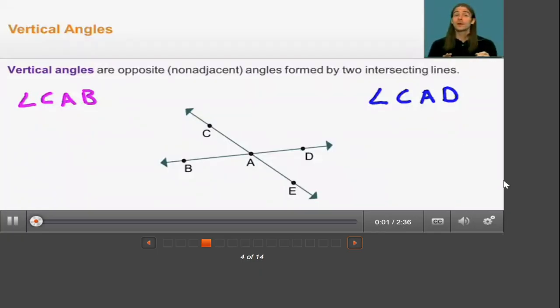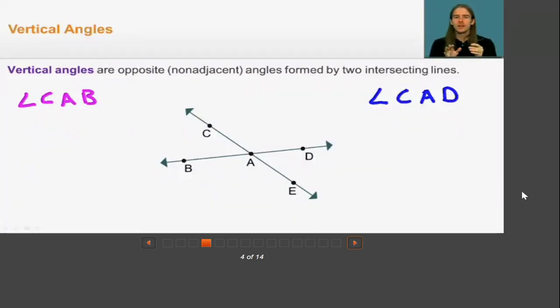So far, we've learned about linear pairs. We learned that they're adjacent angles that form a straight angle. Next, we're going to learn about a different concept called vertical angles. These are angles which are opposite to each other, which means that they're non-adjacent, and they're formed by two intersecting lines. If we look at this diagram here, we can see two intersecting lines, and two intersecting lines will form two pairs of vertical angles.